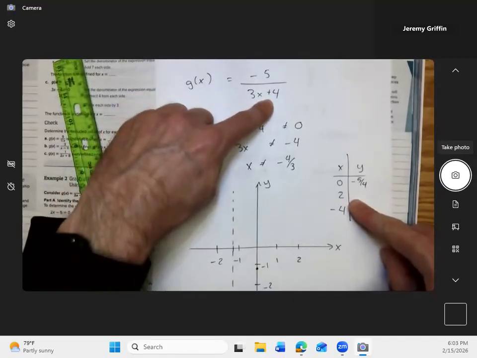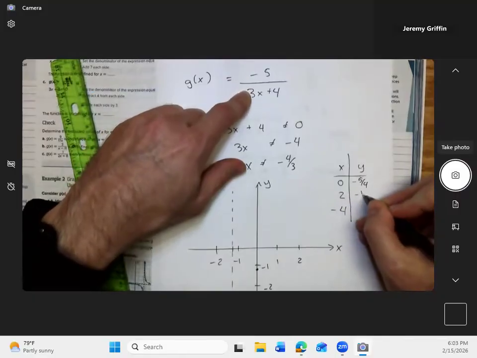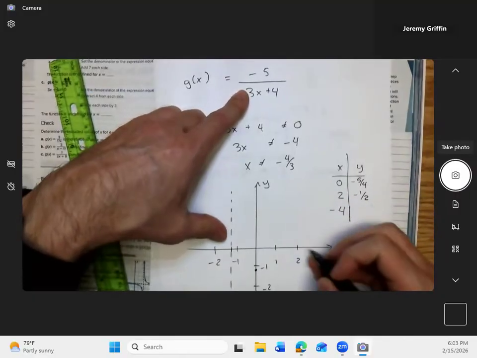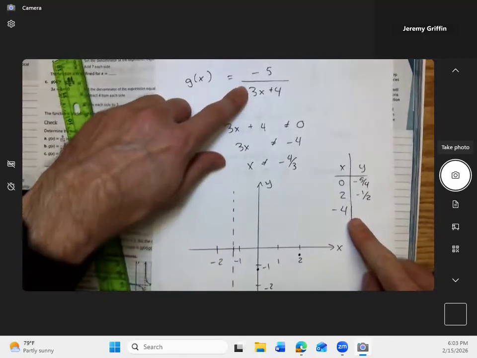3 times 2 is 6, plus 4 is 10. Negative 5 over 10 reduces to negative 1 half. Okay, so x is 2, negative 1 half. It's right out here. Let's go to negative 4.